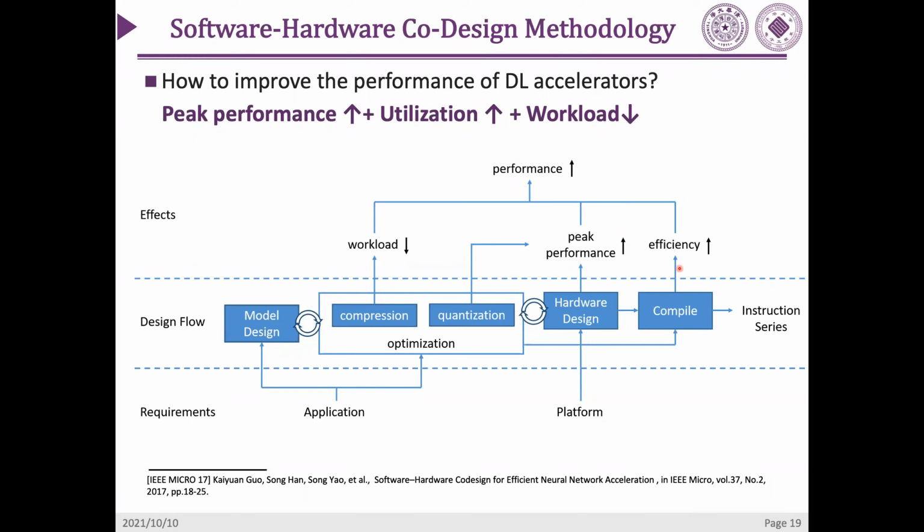And then we need to bring the efficiency higher, and then you will have the higher performance. So if you want to have higher performance, you need to make the workload smaller, and you need to put more multipliers into your chip, and then you need to make all the multipliers work when you use the chip. So with all of this together, you will have better performance and lower power. These are the key software and hardware co-design methodology.